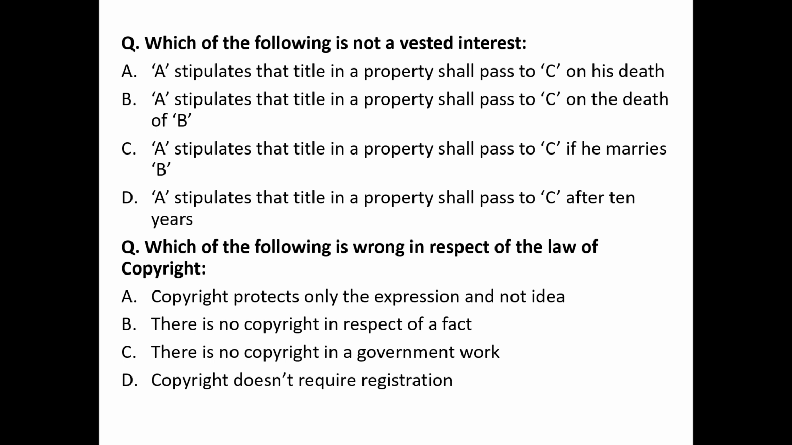Next question. Which of the following is not a vested interest? It's option C. A stipulates that title in a property shall pass to C if he marries B. Next question. Which of the following is wrong in respect of law of copyright? There is no copyright in government work. It's option C.